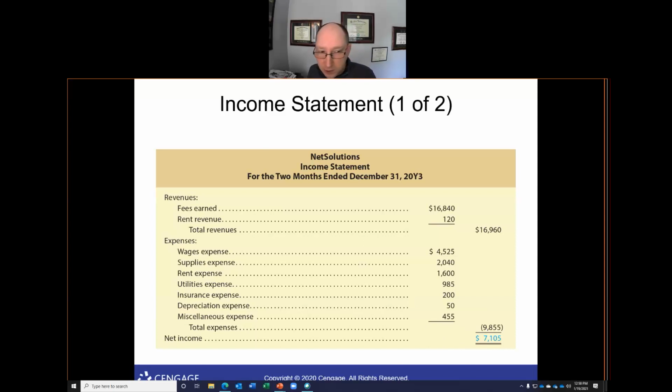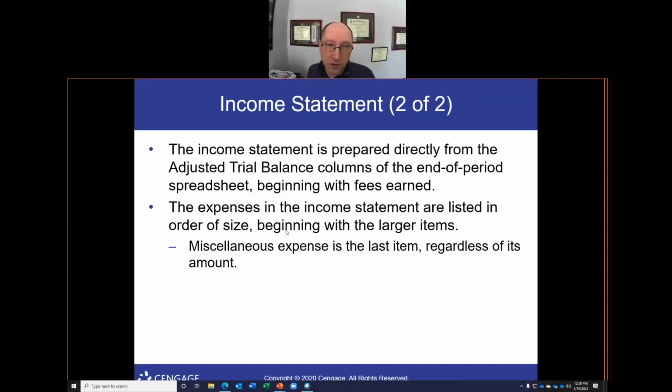This is from a service business. How do you know it's a service business? It says fees earned. If it was from a retailer, it would say sales revenue, and then it would have cost of goods sold, and sales minus cost of goods sold equals gross profit. That's how we know the difference. The income statement is prepared directly from the adjusted trial balance at the end of the accounting cycle.